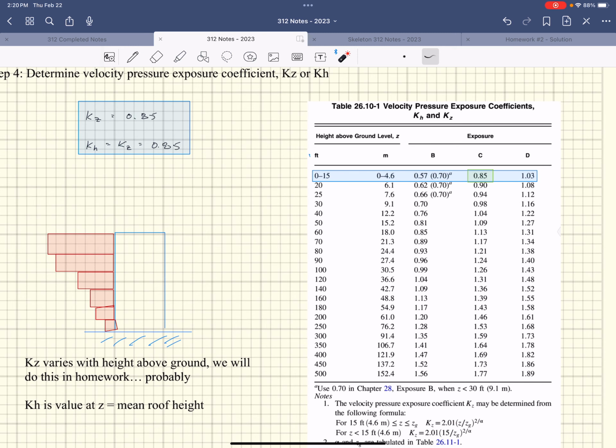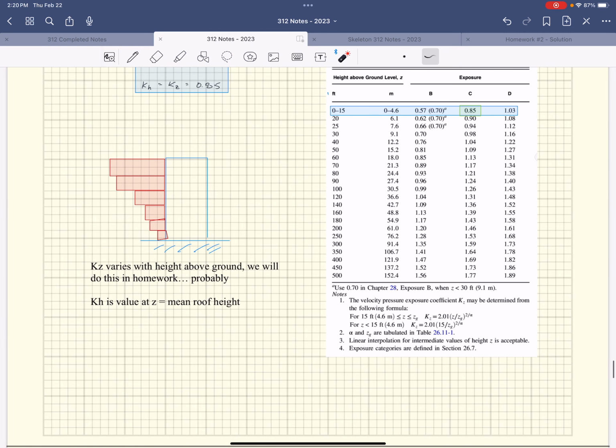In your homework, that's not the case. In your homework, we're going to let this Kz vary up the height of the structure, and we would have wind loads that would look like this, changing up the height of the structure. The reason they're changing is because this Kz value changes with the height of the structure. What I mentioned in class, when you do your homework, is the way I did it, when I was at a specific floor.